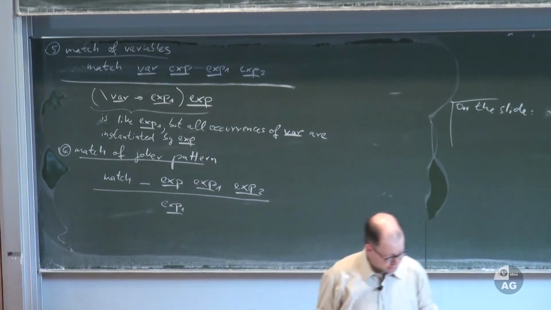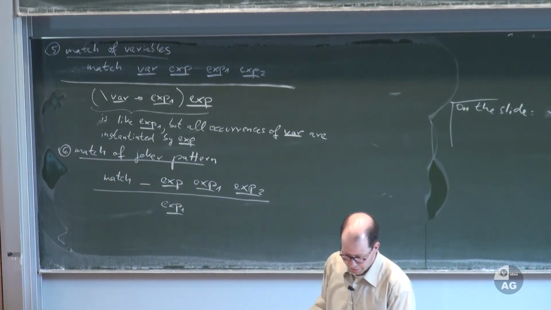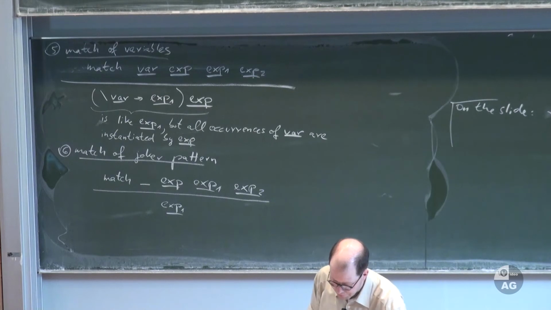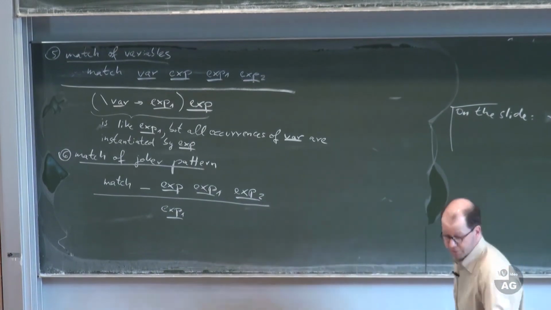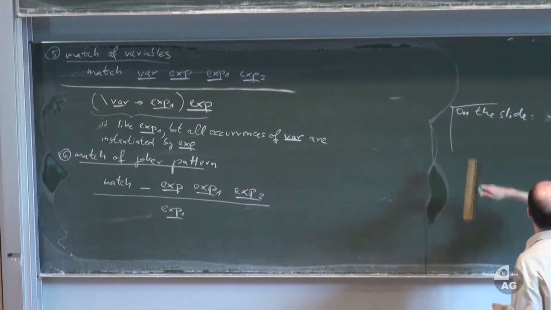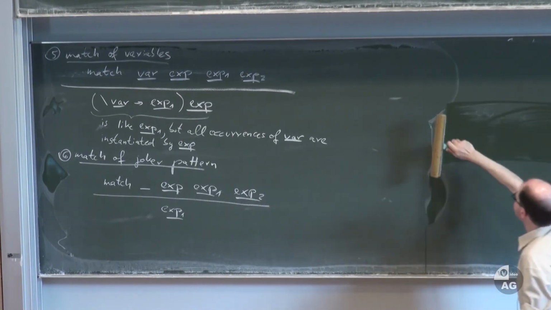Now, what's next? I mean, in this example, the joker pattern doesn't occur, so this I cannot illustrate. But the next thing is the matching of constructors. So this will be the next rule. You see that we have almost made it, so just 2 more rules.